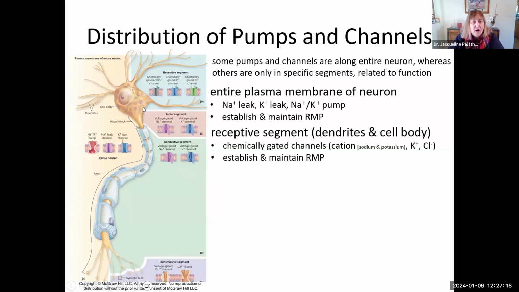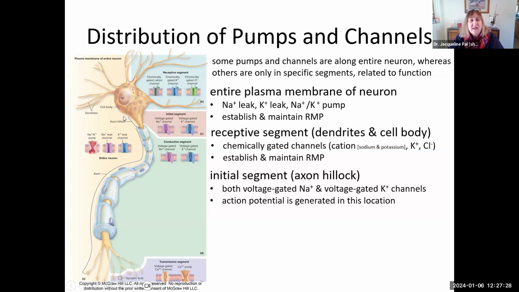Continuing on in the neuron, the most important part of the neuron for action potential is this area right here, the axon hillock, which physiologically is known as the initial segment because this is where the action potential is generated. So if you are asked, where is the action potential generated in the neuron? It is the axon hillock. That's where the action starts. That's where the nerve impulse is started. It doesn't start in the dendrites, it doesn't start in the cell body, it starts in the axon hillock.